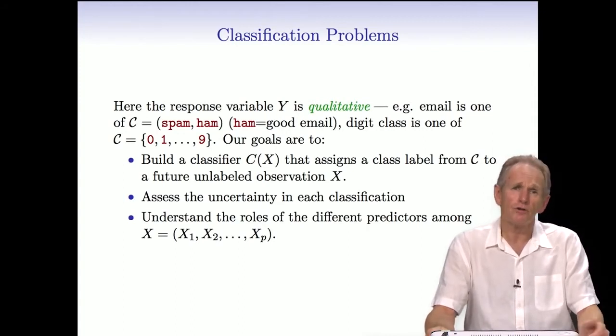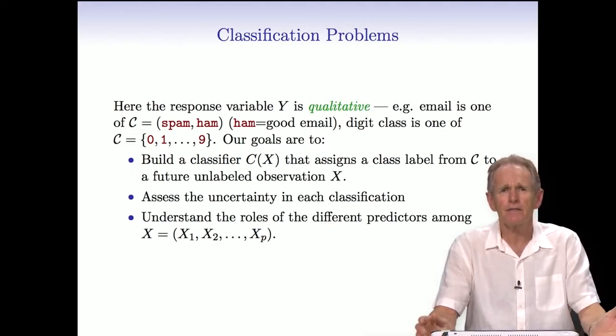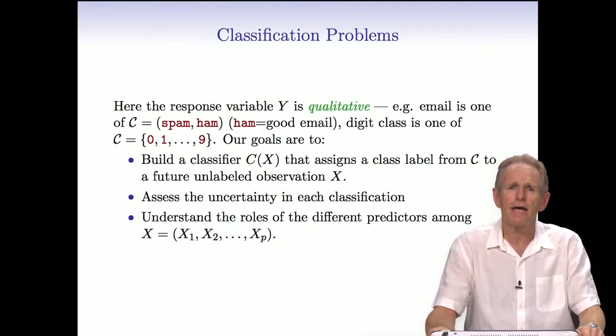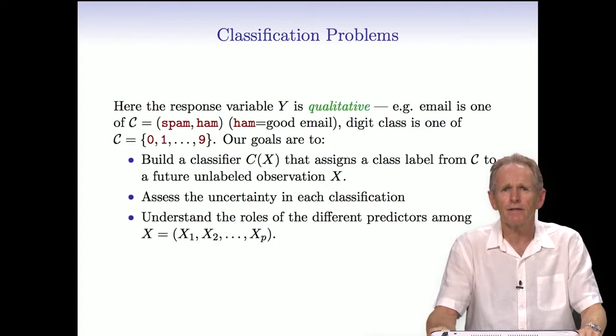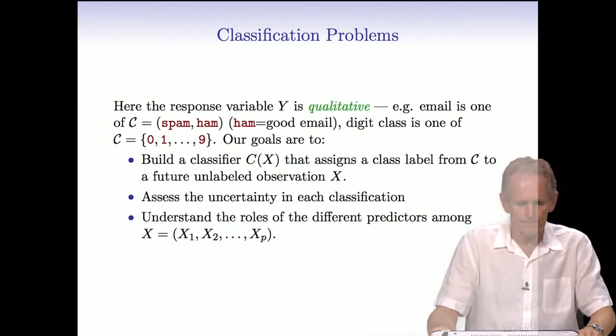Here our goals are to build a classifier, which we might call C of X, that assigns a class label from our set C to a future unlabeled observation X, where X is the feature vector. We'd also like to assess the uncertainty in each classification. And we'd also like to understand the roles of the different predictors amongst the X's in producing that classifier. And so we're going to see how we do that in the next number of slides.